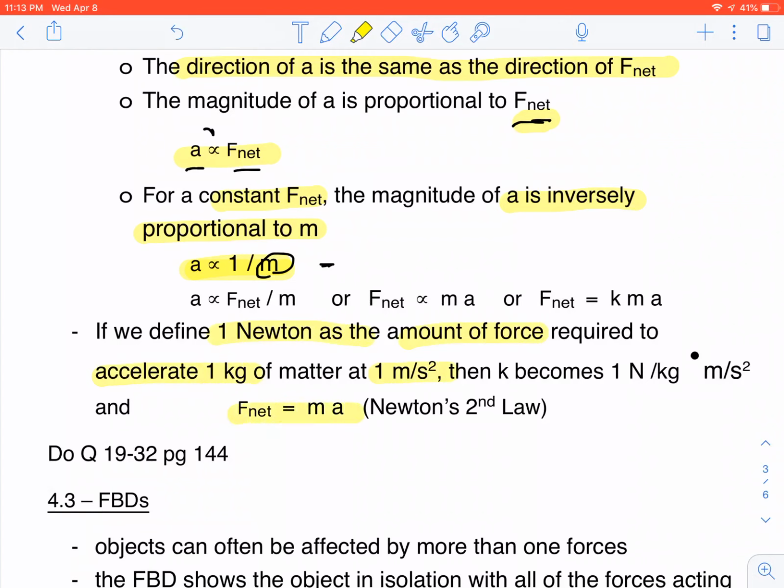F net equals ma. That's Newton's second law. All right, so now if we look back to the homework that I had assigned for this section, questions 19 to 32, this is one of the questions that I'd answered in the discussion forum. Again, I'm hoping that if you get stuck on questions, definitely turn to that discussion forum, because I always like to take up some questions in the homework.